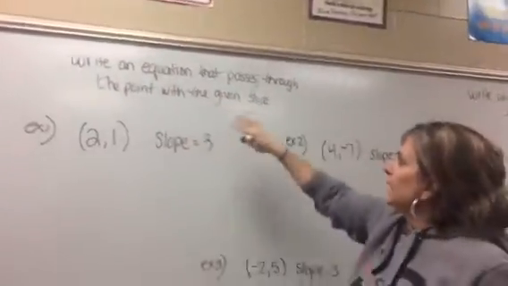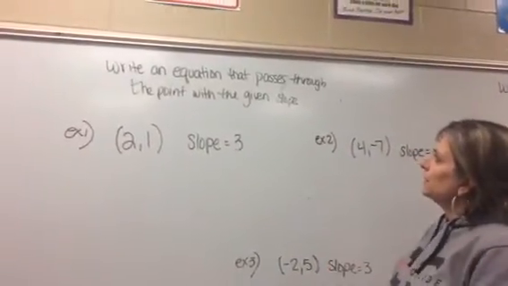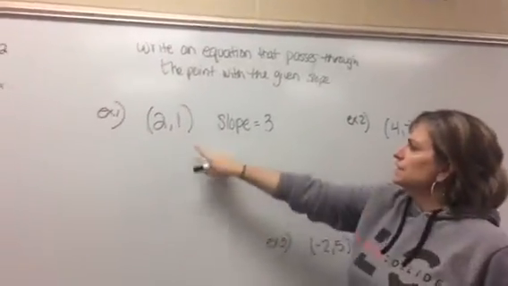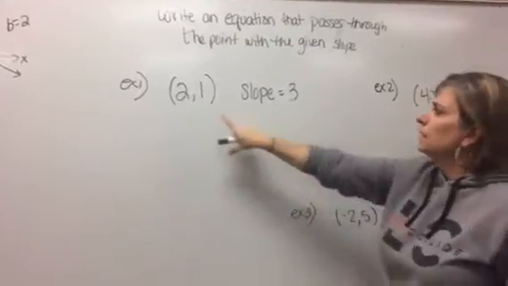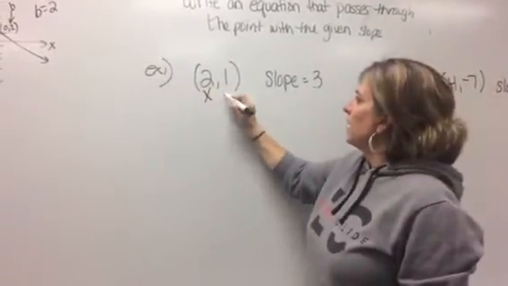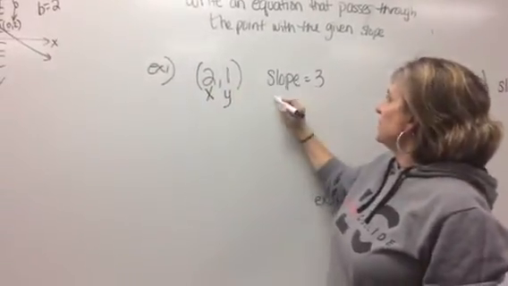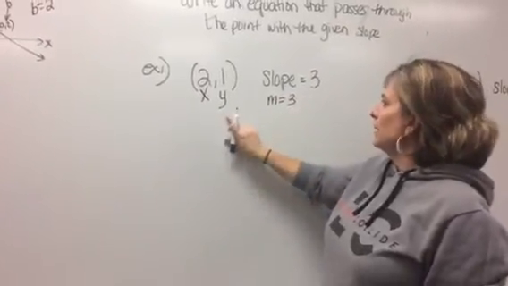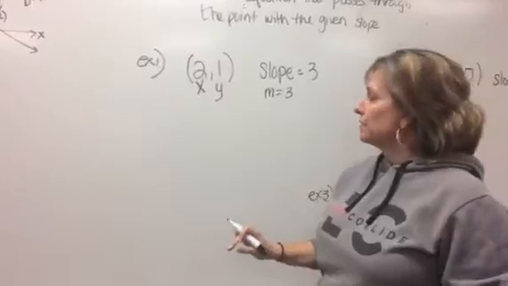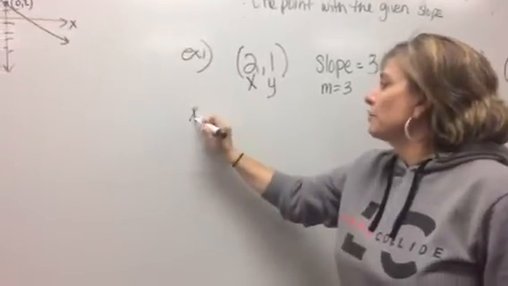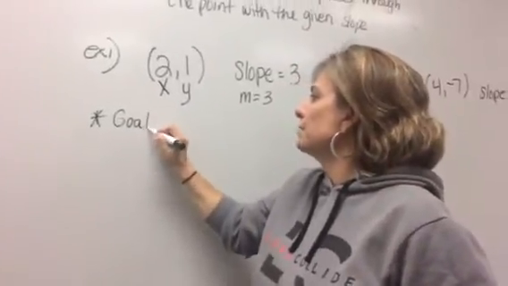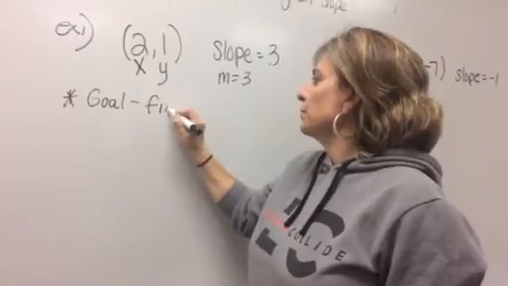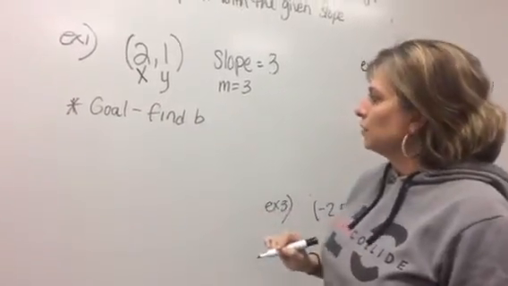Okay, so here's my problem. Write an equation that passes through the point with the given slope. Okay, so it gives us a point and it gives us the slope. We know this point is x, y, and we know slope stands for m. So I know what m is, I know what x and y is, I don't know what b is, and that's what we have to find out. So how do I do that?